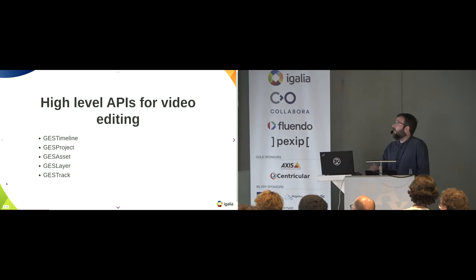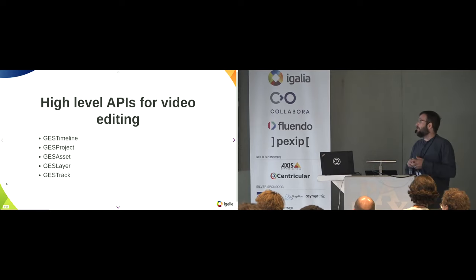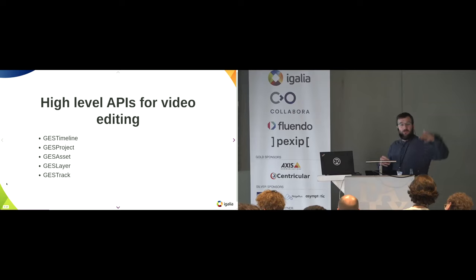In terms of the primitives that we expose, we have the timeline, which is the main object, where you just put your clips inside. And then you have the notion of projects that you can serialize, which also handle the assets that are part of the project. The assets are basically the files that you have anywhere, the streams. And then we have the notion of layers, which in general is what we call tracks in the video editing world. But here it's called layers, which is very similar to layers in image editing applications.